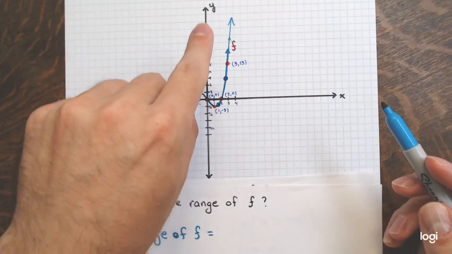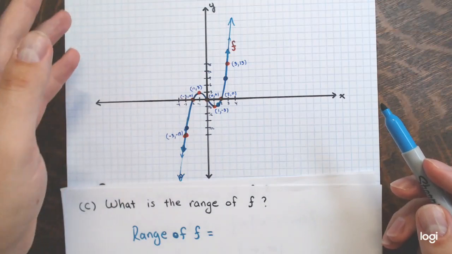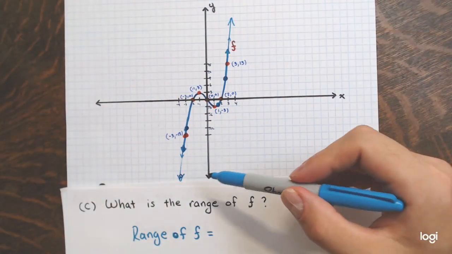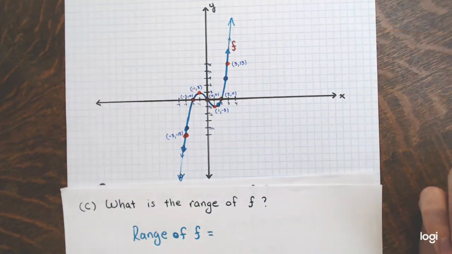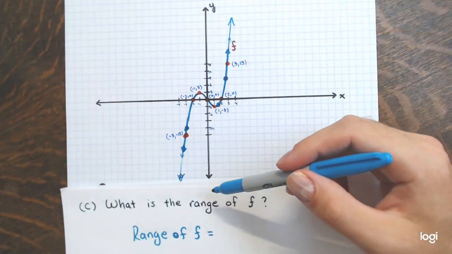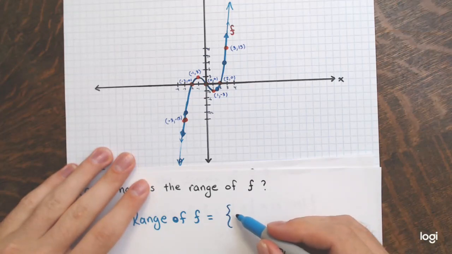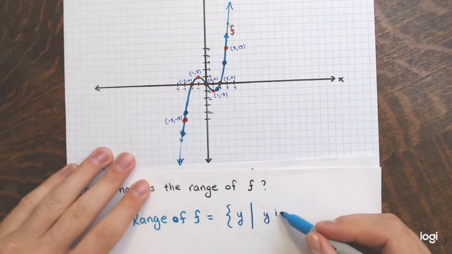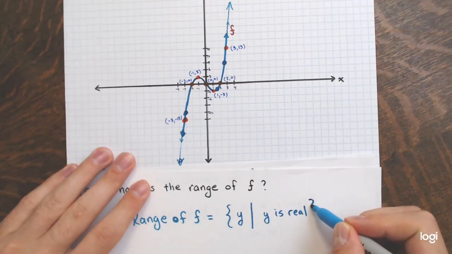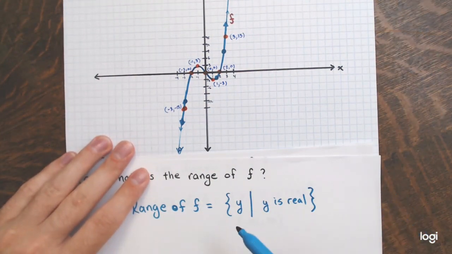And again, just look at this. It's going down forever, up forever, and there's no gaps in it. There's no holes in it, no spaces, no jumps. So it looks like every y value you can think of is the y coordinate of some point on this graph. So just like the domain, the range is all real y's, all real numbers. So I can indicate that with the set. It's all values on the y-axis as long as y is real, which is basically just everything. Every number on the y-axis, every real number, is part of the range.